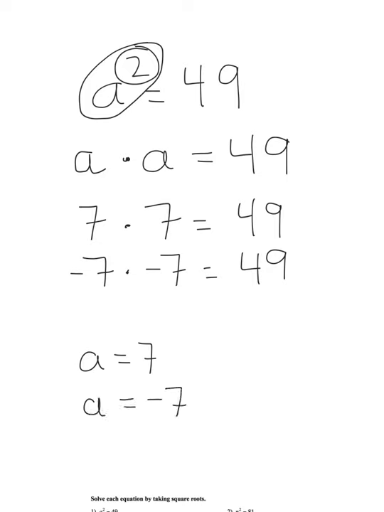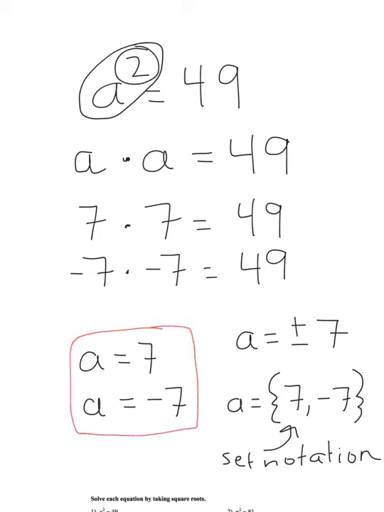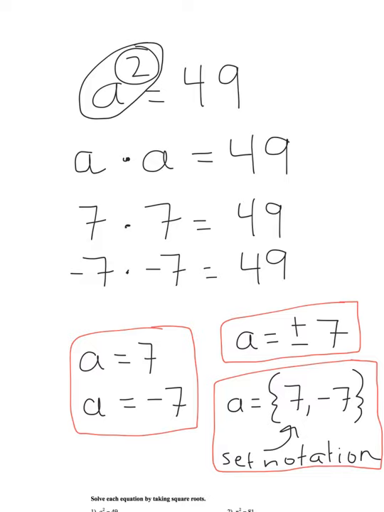Another way of writing that solution is a is equal to plus and minus 7. And in set notation, it's written like this: a equals {7, negative 7}. So this here is called set notation. So there are 3 different ways to write the same solution, right? A equals 7 and negative 7, a equals plus and minus 7, and a equals the set 7 and negative 7.